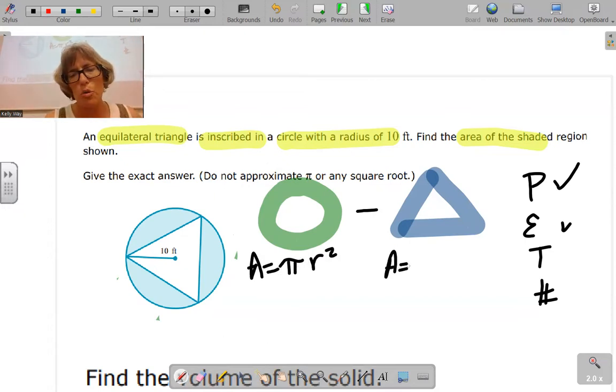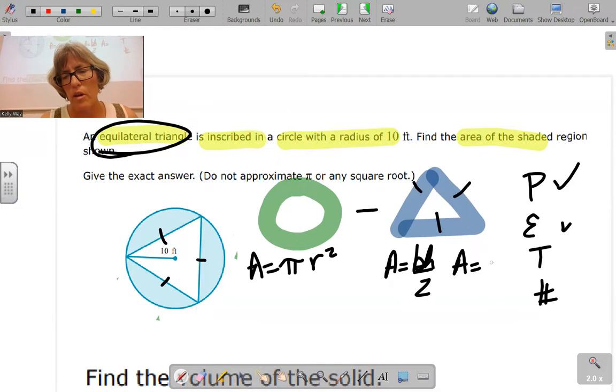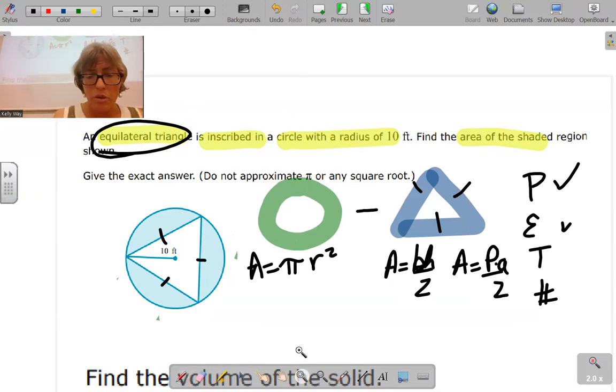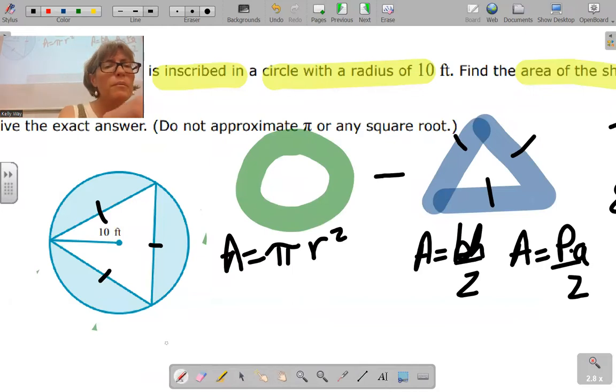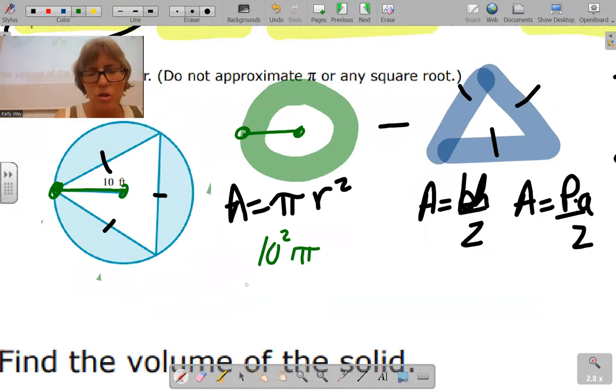This one, one half base times height, or once again, because it's equilateral, it also qualifies as a regular polygon: perimeter times apothem over 2. Question is, which one do we use? We're going to shrink this in. This one's easy. We have the radius right here of the circle. So this one, super easy. Boom, we just got our circle out of the way.